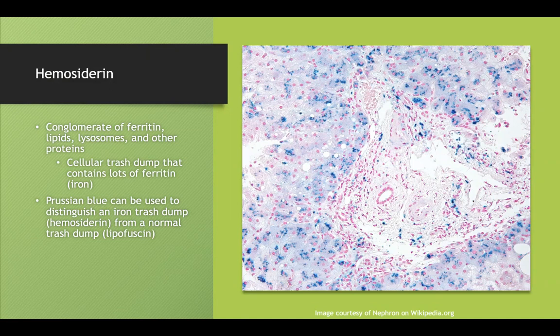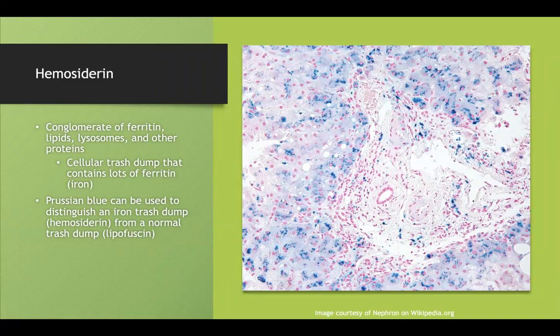And the thing is, we have other compounds in our body, or other organelles I should say, that also act as these trash dumps. For example, as you age, you're going to have this thing called lipofuscin that's going to accumulate in your cells as well. And this is not ferritin. This is just your normal debris that can't be excreted.